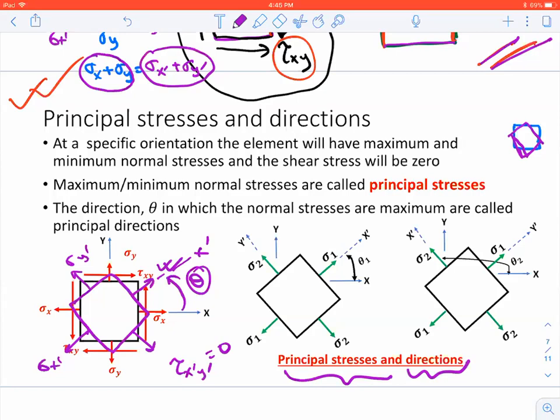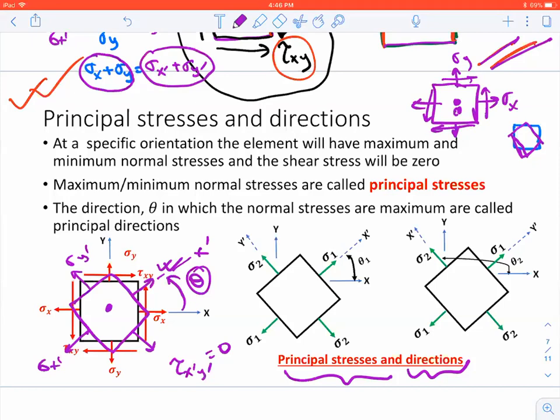Now, why are they called principal stresses? Those normal stresses you will see will be the maximum stress at a particular location. Remember, we are looking at stress at this particular location in different directions. So if you have a stress element like this, you're basically looking at a stress at this point, at this point O.